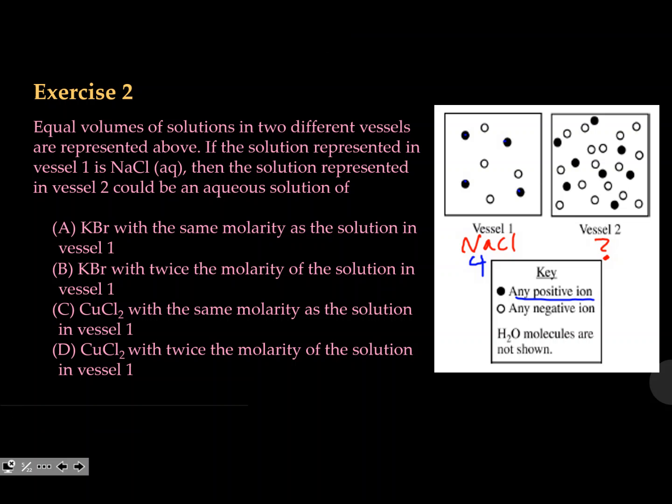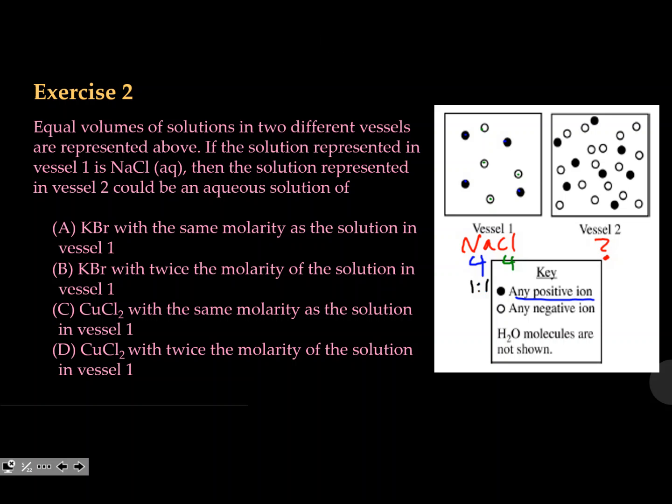All right, so we counted our positives, the negatives here, which are the white circles. 1, 2, 3, 4. So we have 4 of the chlorides. So 4 sodiums and 4 chlorides in vessel 1. Now, we look over at vessel 2. So that's a 1-to-1 ratio, basically. 4 to 4 is 1 to 1, right? A 1-to-1 ratio going on here.